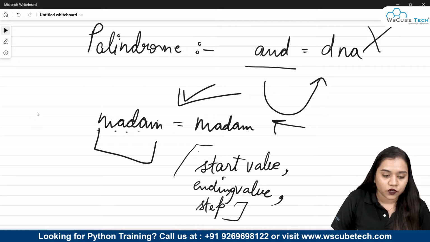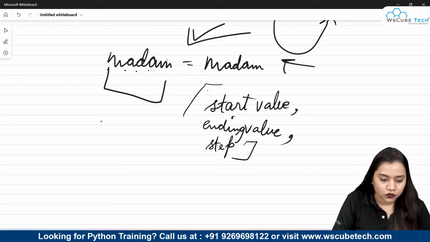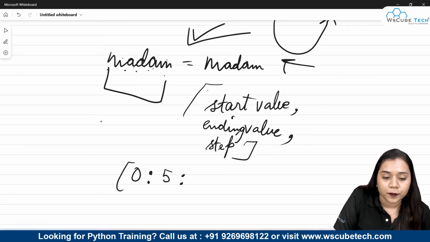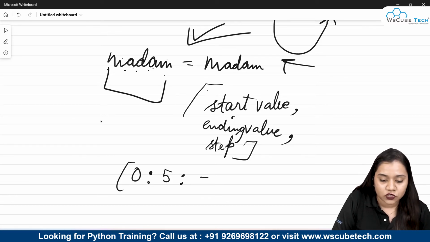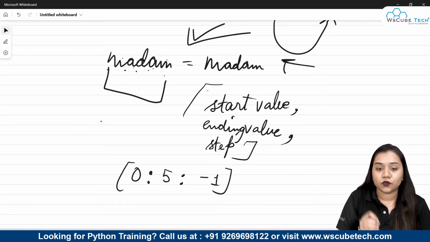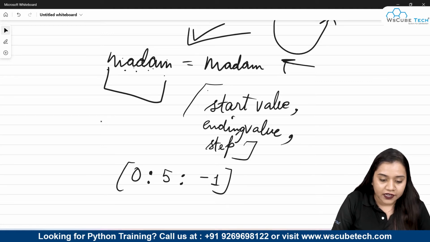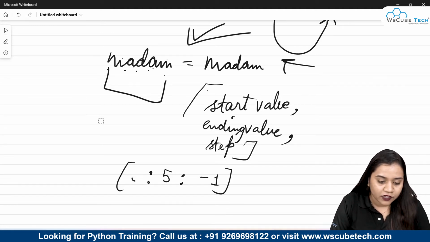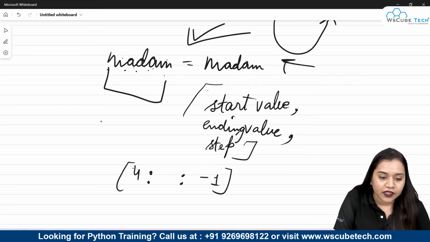So the starting value in the word madam would be the index number 0. Then the ending value would be 0, 1, 2, 3, 4, so I'll be writing 5 over here. But because I want to obtain its reverse, the step would be minus 1. So the starting value will now become 4 because I want to go reverse, and the ending value would be 4, 3, 2, 1, 0. So it would be minus 1, and the step would be minus 1.